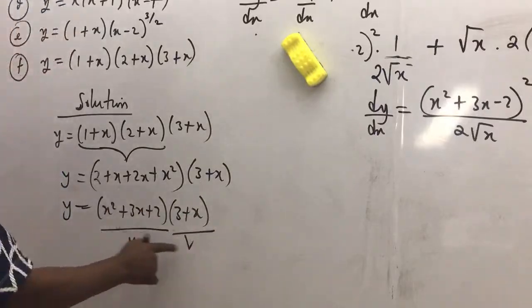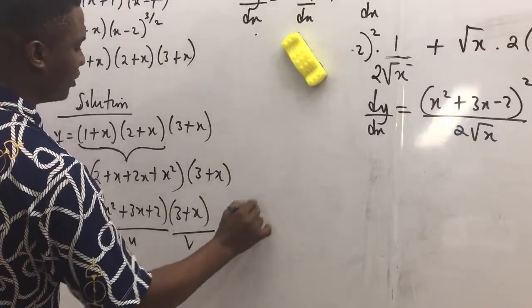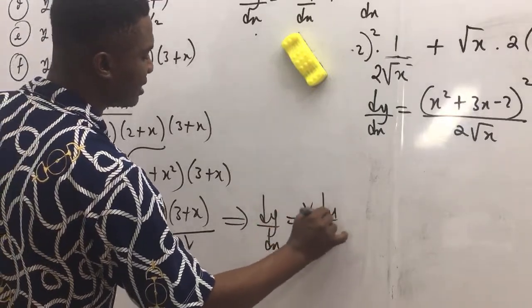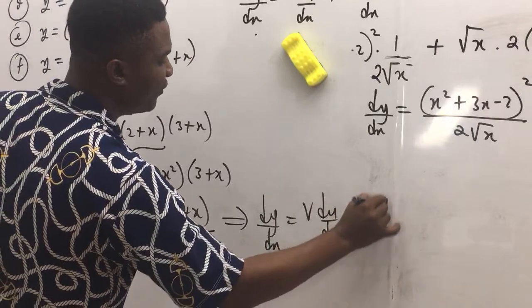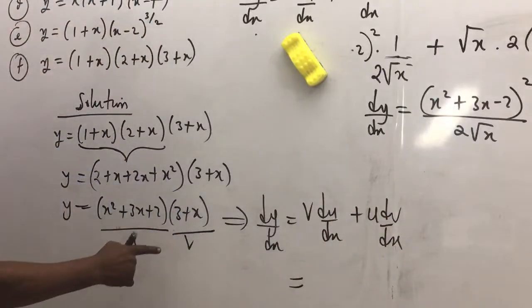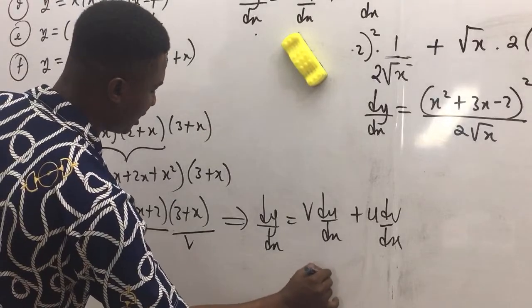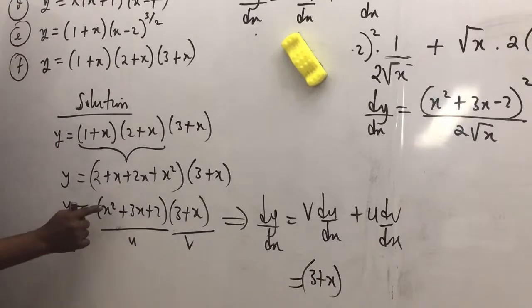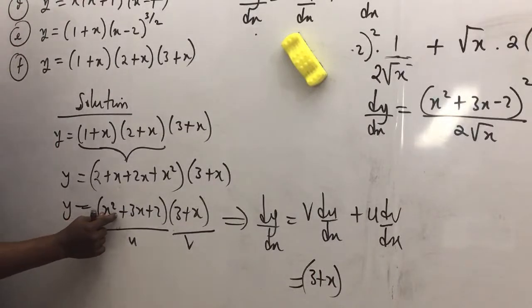If we call this u and call this v, then dy/dx follows the product rule of differentiation: v du/dx plus u dv/dx. Now, I'm going to keep our v constant. What is our v, guys? It is 3 plus x. What is our du/dx? du/dx will require us to differentiate this inner function. Differentiating x squared will give us 2x.